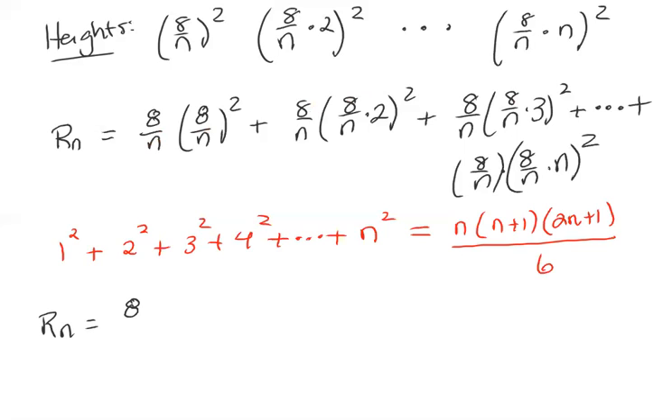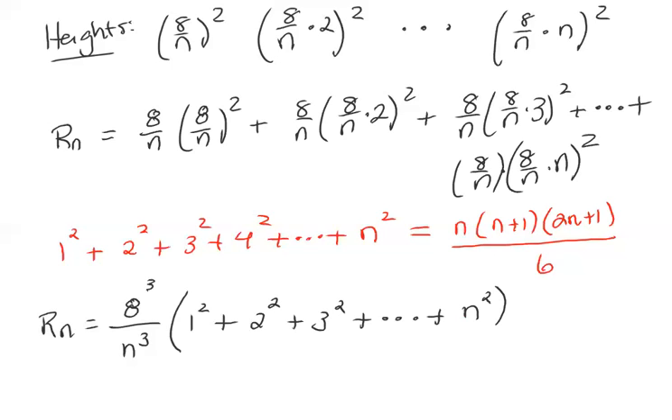factor that out. 8 times 8 squared is 8 cubed over n times n squared is n cubed. And then what's left if I factor that out? This first term, if I factor that out, I just get 1, which I could actually write as 1 squared, plus this next term, if I factor out the 8 over n and the 8 squared over n squared, I am left with 2 squared, plus the next term, I'm left with 3 squared, and it carries on in this manner until I get to that very last term. If I factor out 8 cubed over n cubed, I'm left with n squared.